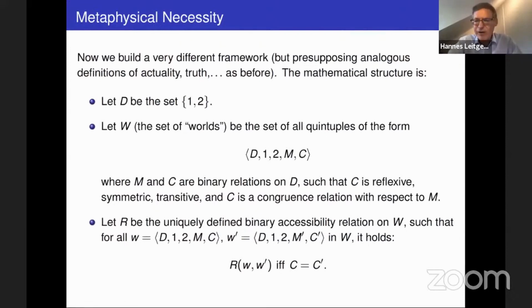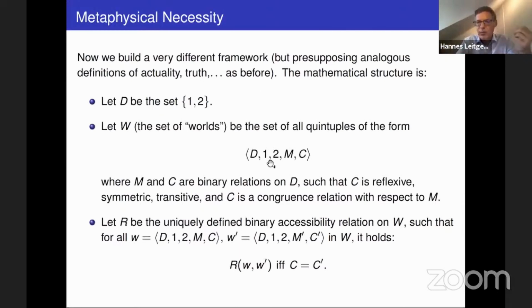So I built another framework. This time I have to switch things around a bit, okay? But I presuppose analogous definitions of actuality and truth and so on. I won't repeat them anymore. You got the idea. Now, the mathematical structure, I will make much simpler, okay? I will fix that to be the set {1, 2}. That will be my D set, okay? And I won't play around with other D sets in my possible worlds here. So the domain of my worlds will be a constant domain. It will consist of the set {1, 2}, two numbers, that's it.